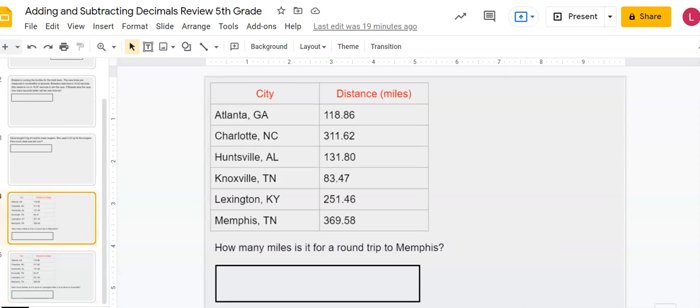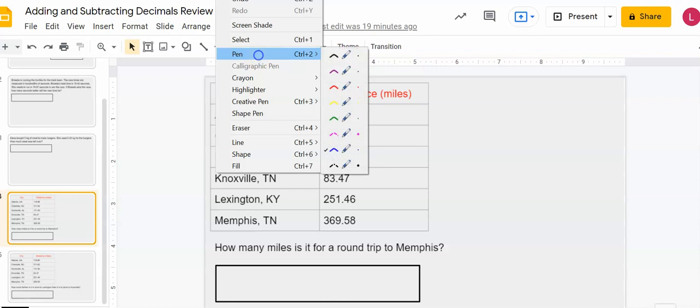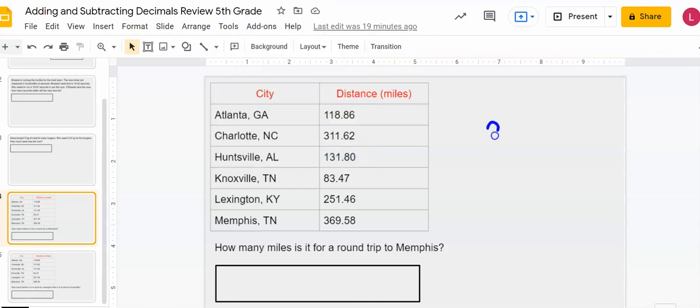Okay, great to have you back. So we talked about a round trip before, and we wanted to know how many miles it is for a round trip to Memphis. So if it takes 369 and 58 hundredths of a mile to get there, then it's going to take me the same amount back. So what would I be doing here? That's right, I'm going to add these two together.